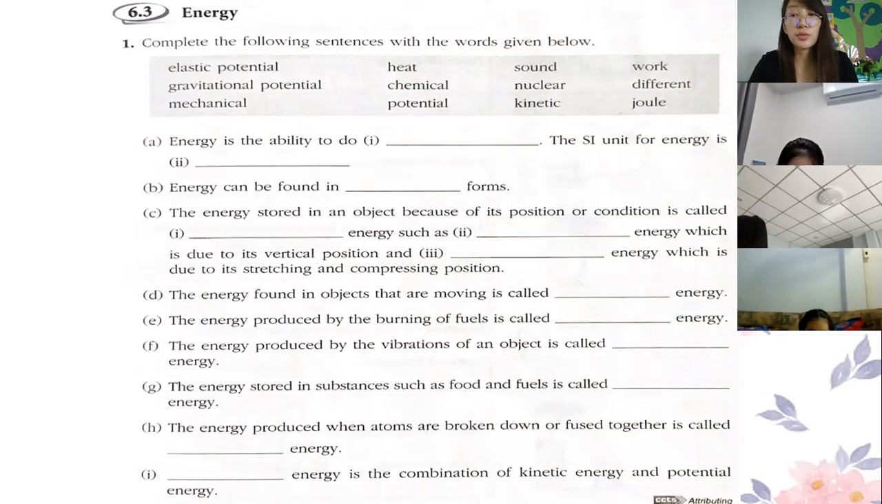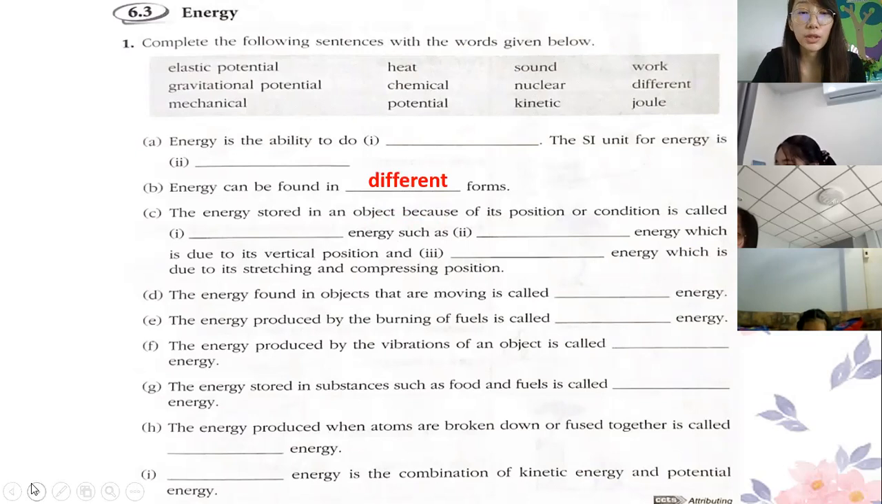Question A, let's read question A. Energy is the ability to do, what is the answer? We have so many options here. Poon, what is the answer? The energy is the ability to do. Work. Yes, very good, Poon. It's work. Okay, energy is the ability to do work.